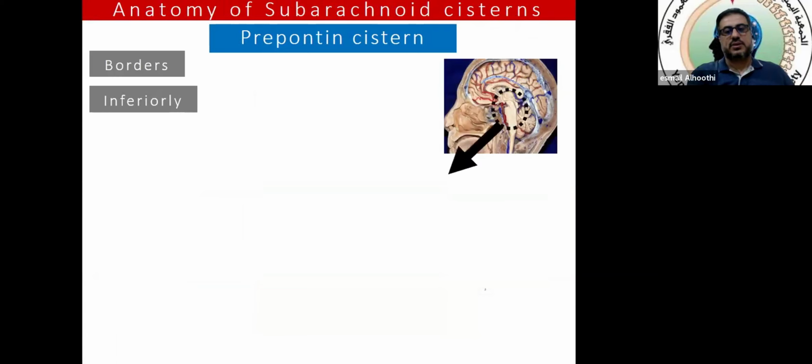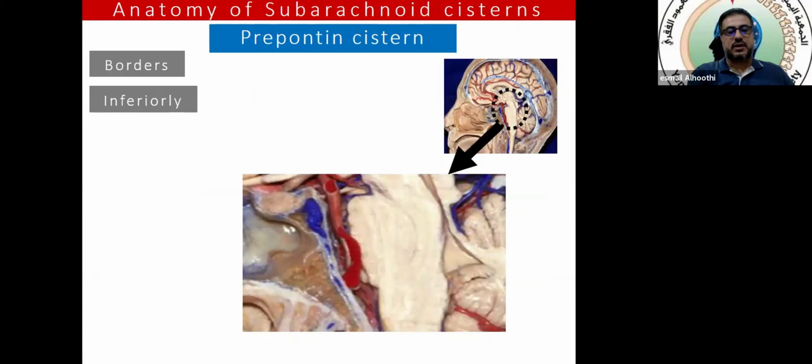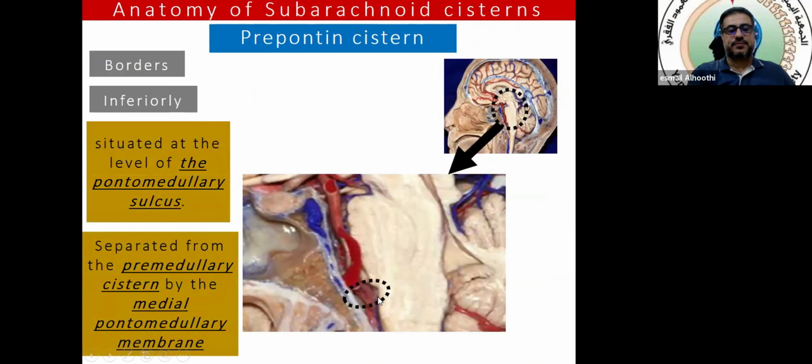The inferior boundary of the prepontine cistern is the junction of the pons with the medulla. It's separated by the medial pontomedullary membrane. So just below the prepontine cistern is the premedullary cistern, separated by a thin membrane called the medial pontomedullary membrane.